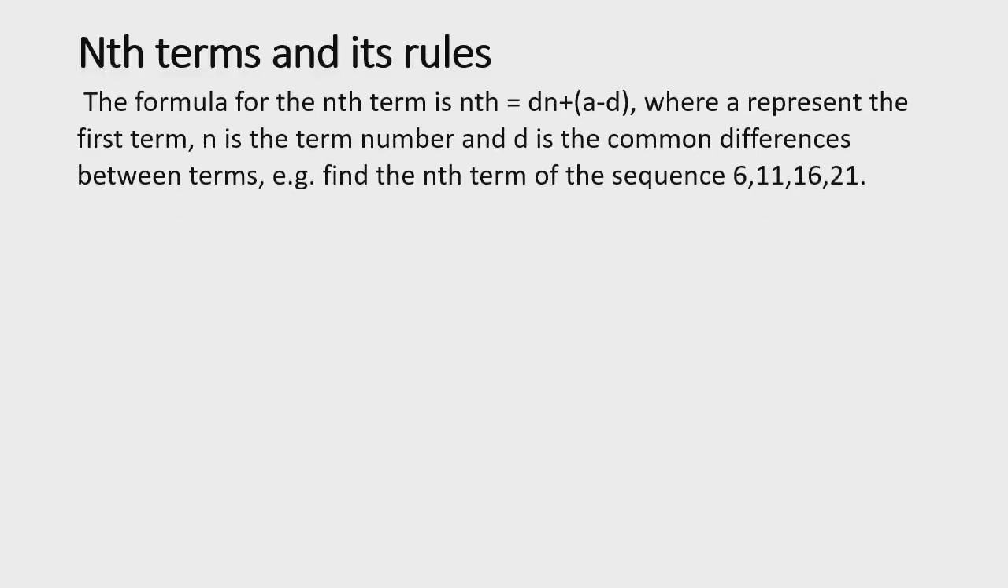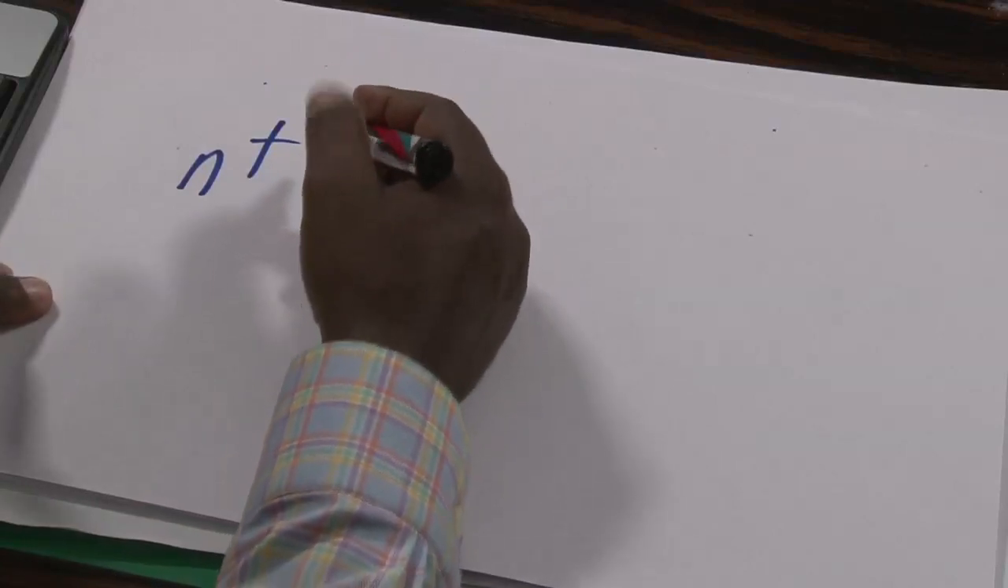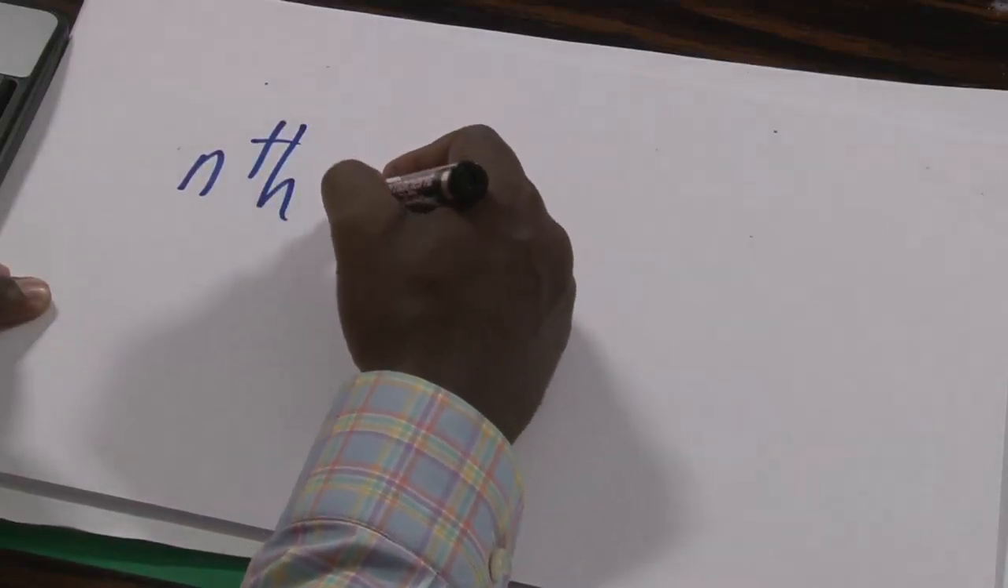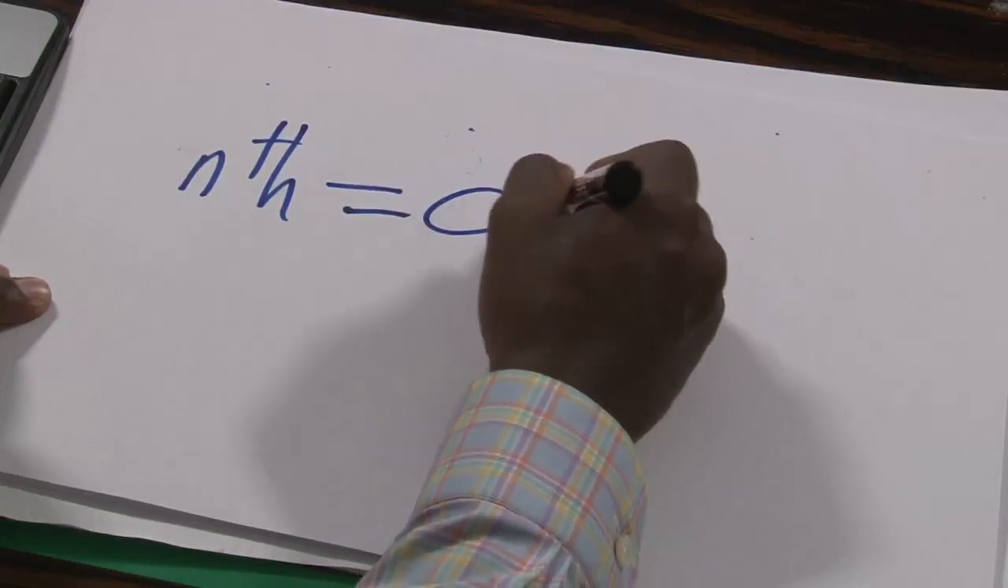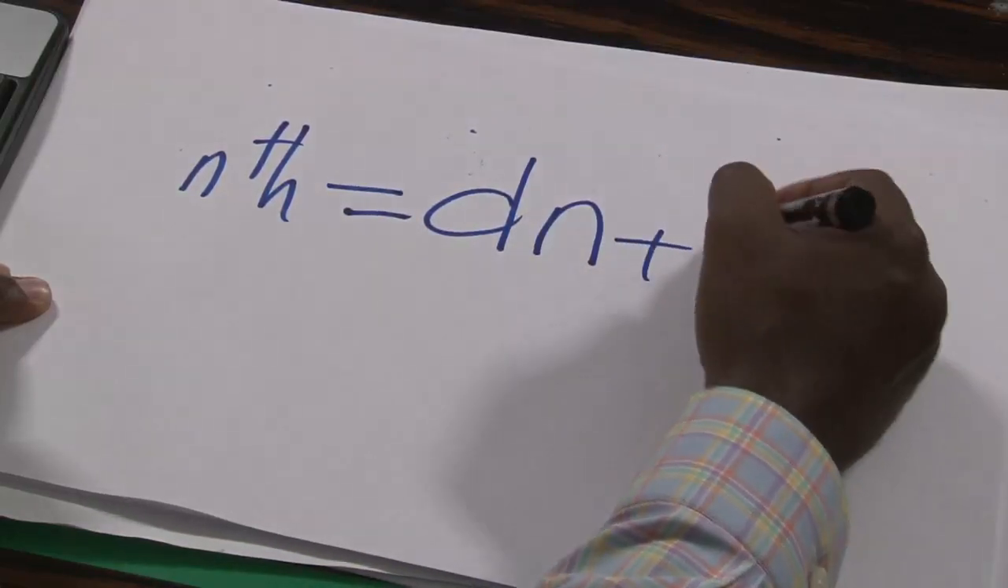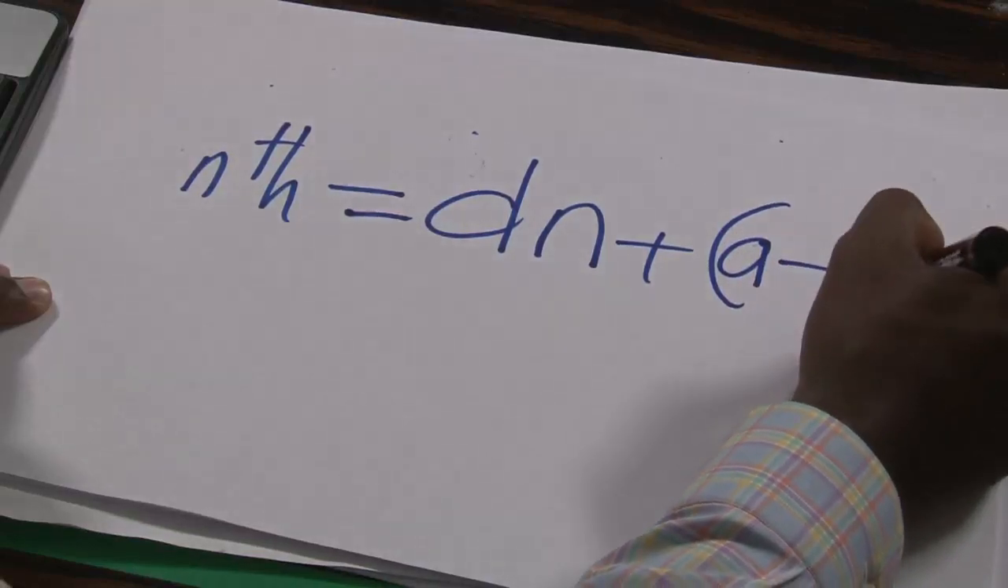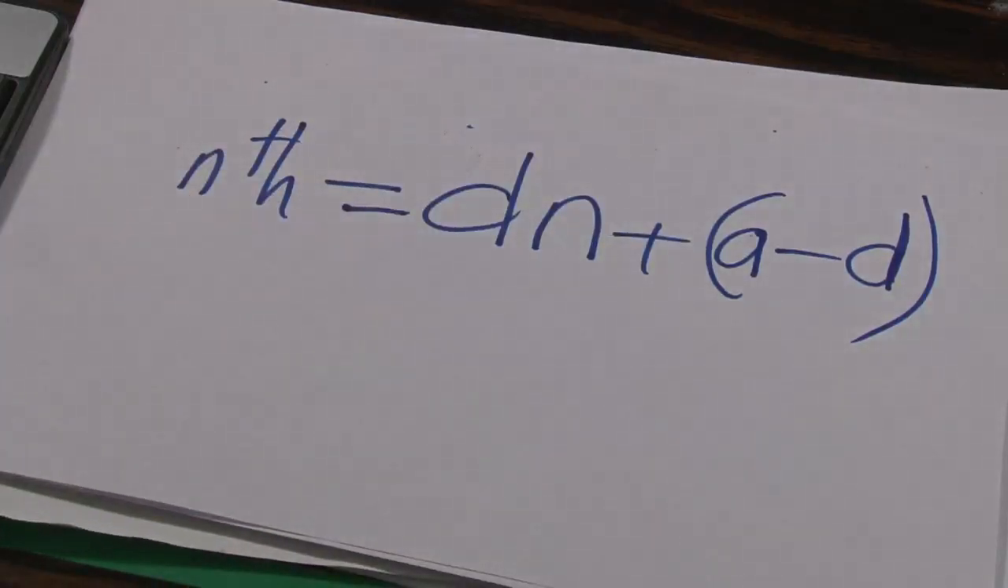Now let's look at the nth term. This one is one of the points that always comes up in the examination. Now the formula for the nth term is T_n equals dn plus a minus d. That one is a very, very critical formula that you should know. When you have to calculate the nth term, it is dn plus a minus d. That is the formula that you should know.